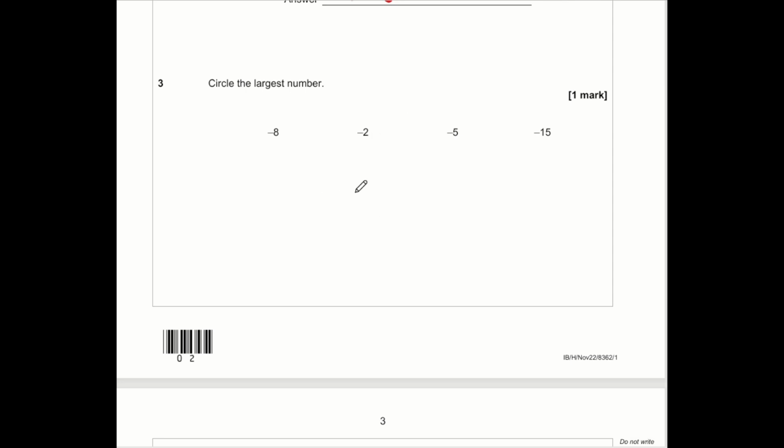Okay, question number 3, circle the largest number. Well, I suppose the temptation is to write minus 15 because we know that 15 is bigger than 5, 2 and 8. But it doesn't quite work like that with negative numbers.